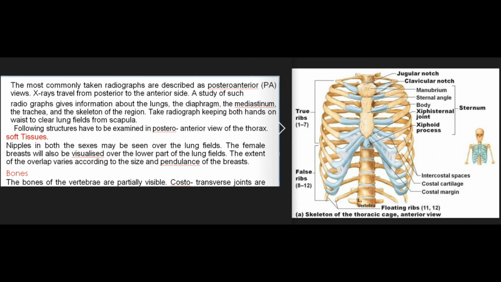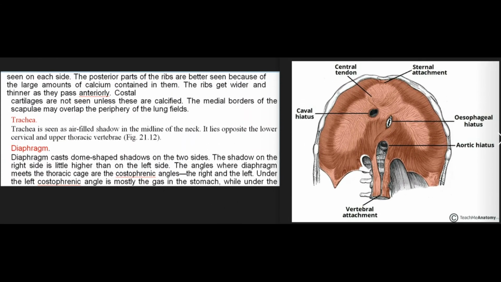Soft tissues. Nipples in both the sexes may be seen over the lung fields. The female breasts will also be visualized over the lower part of the lung fields. The extent of the overlap varies according to the size and pendulence of the breasts. Bones. The bones of the vertebrae are partially visible. Costo-transverse joints are seen on each side. The posterior parts of the ribs are better seen because of the large amounts of calcium contained in them. The ribs get wider and thinner as they pass anteriorly. Costal cartilages are not seen unless these are calcified. The medial borders of the scapulae may overlap the periphery of the lung fields.